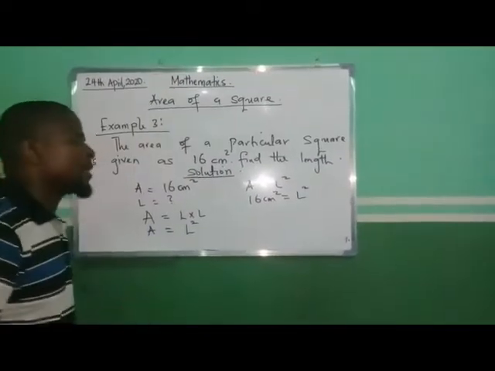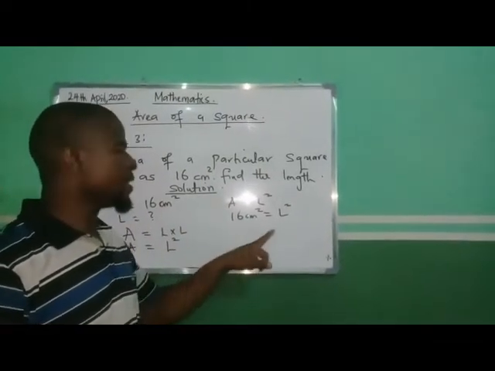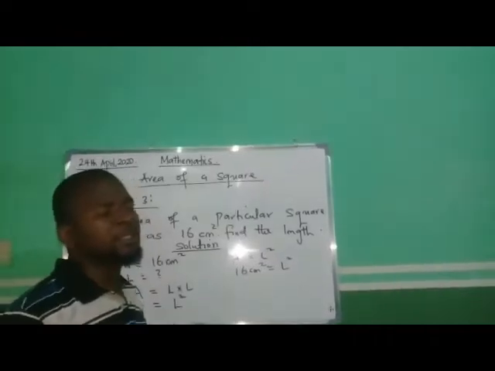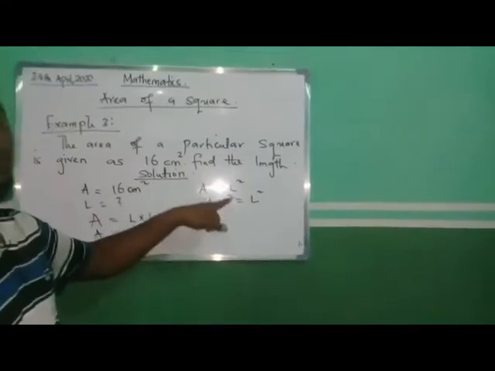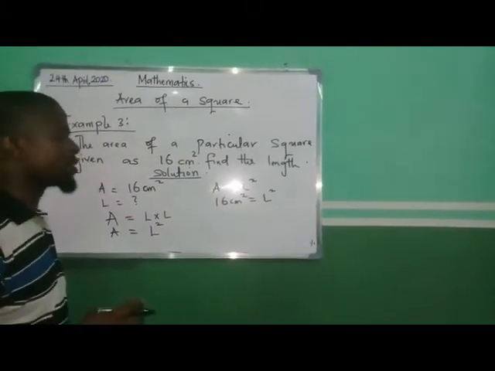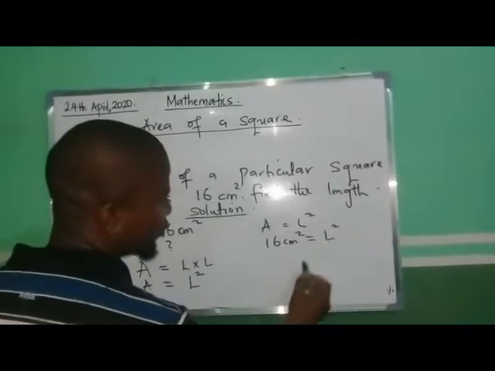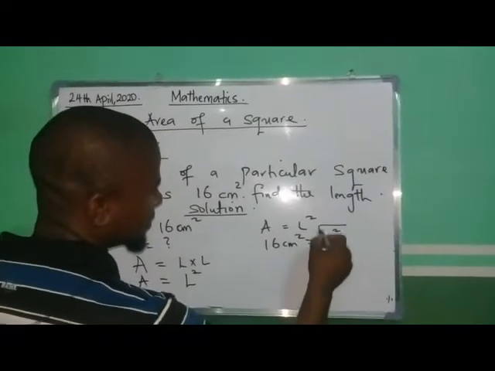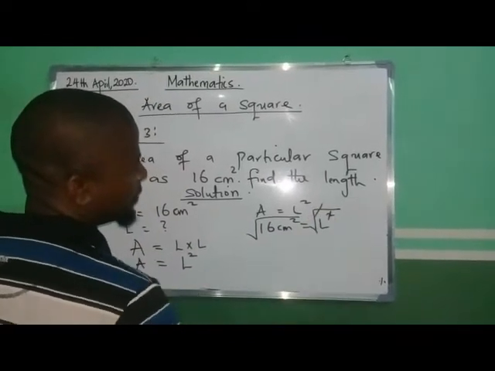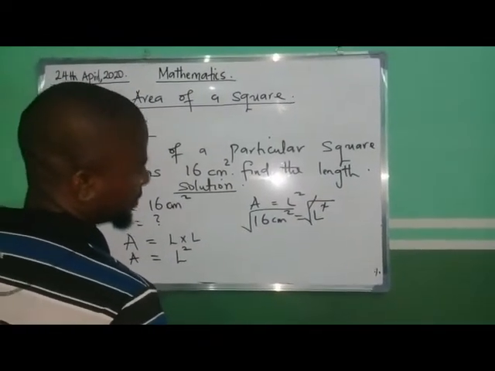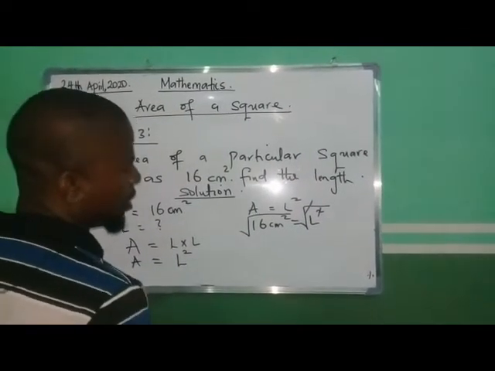Now, in situations like this, if you have a figure being equal to an unknown squared, what you are supposed to do is to find the square root of both sides. You find the square root of both sides, and you'll be able to determine the value of the length. So that is what you do. Now you take the square root of both sides. You see, this square will be cancelled by the square root. So what you will end up getting is the square root of 16.